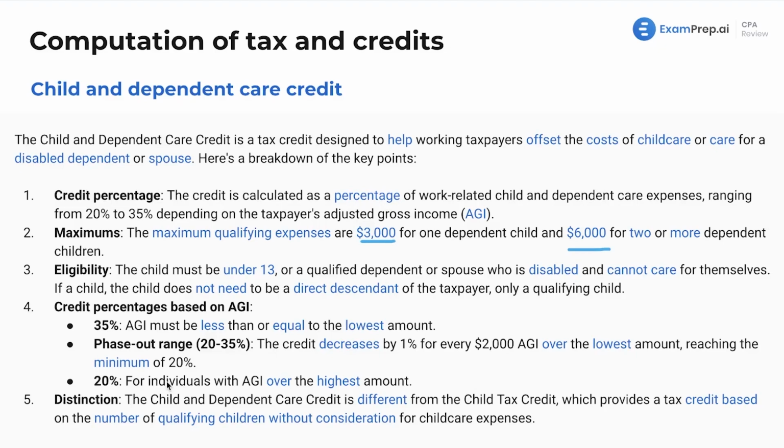I like to give general test approaches as we go through. And a distinction here, as mentioned, this is different than the child tax credit, which provides a tax credit based on the number of qualifying children without consideration for child care expenses. Totally butchered that word, consideration. That is not a word. Just trying to have fun and not lose my mind, as I'm sure you are as well.